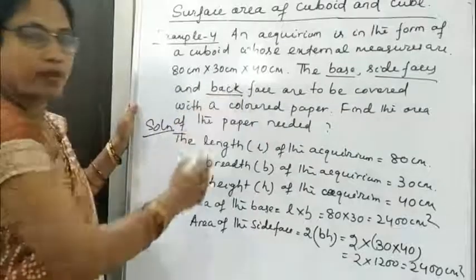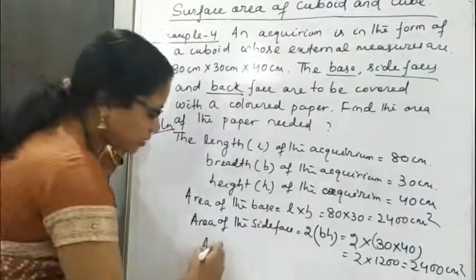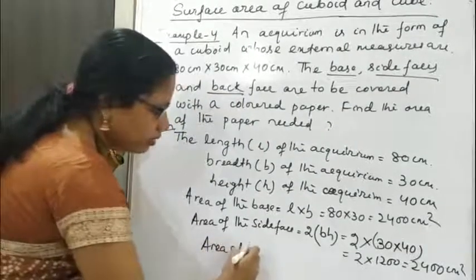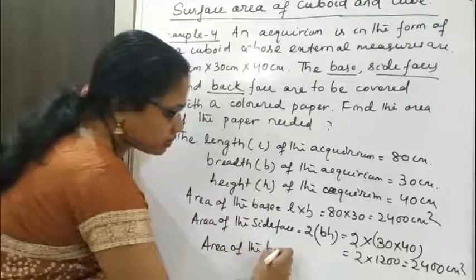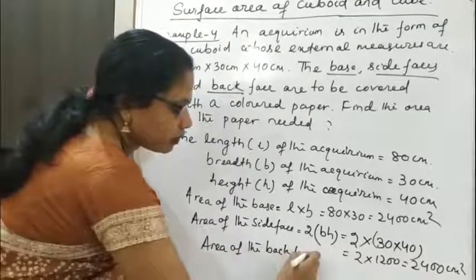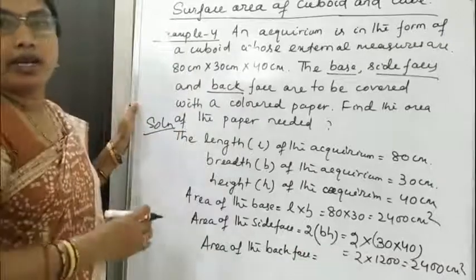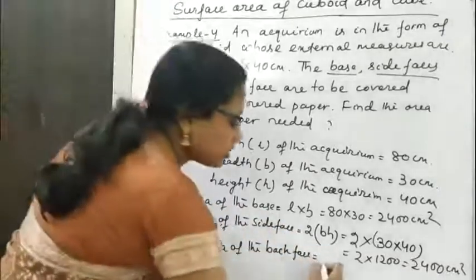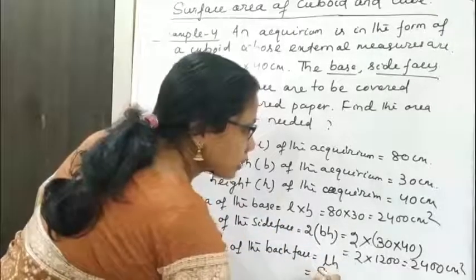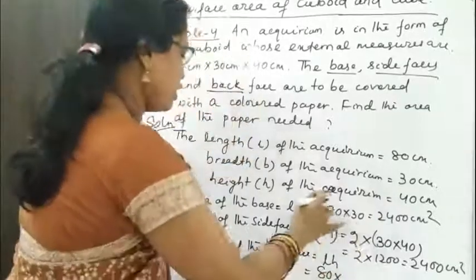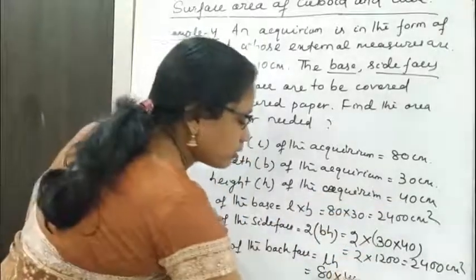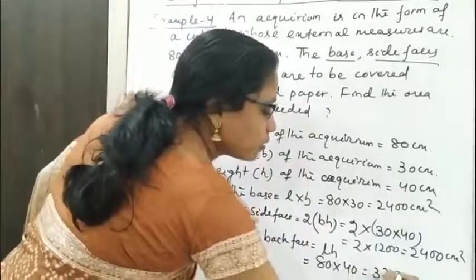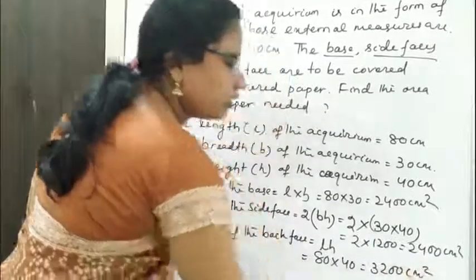Again we have to find the area of the back face. Area of the back face is equal to L into H. So this is 80 into H, which is 40. So that is 3200 centimeter square.